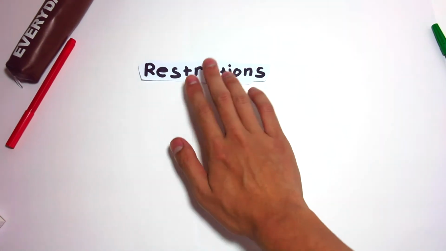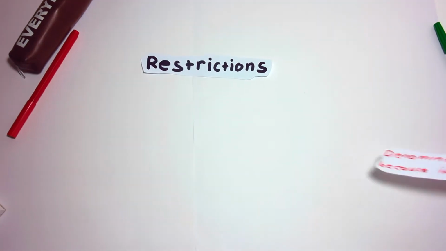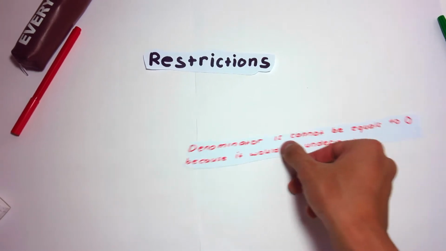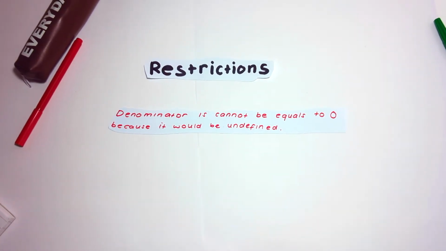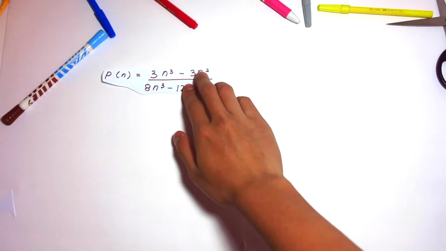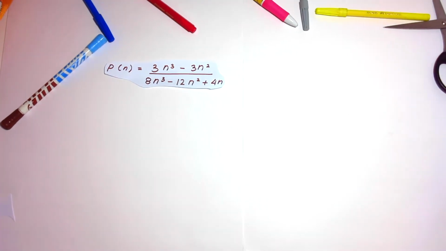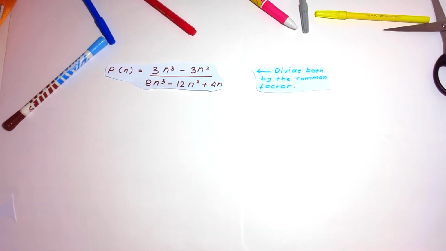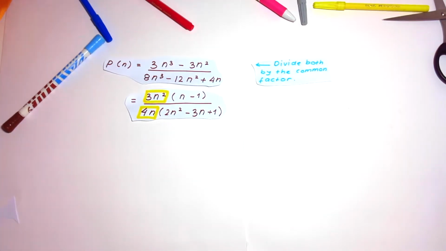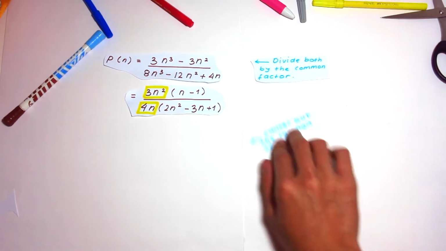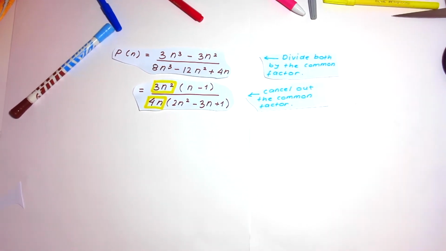Restrictions. The denominator cannot be equal to 0 because it would be undefined. Now, here's an equation. You need to divide both by a common factor. You can take 3 out of the top and 4 out of the bottom. Okay, you need to cancel out the common factors.